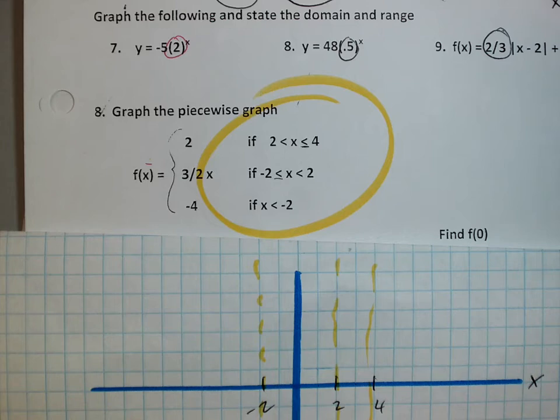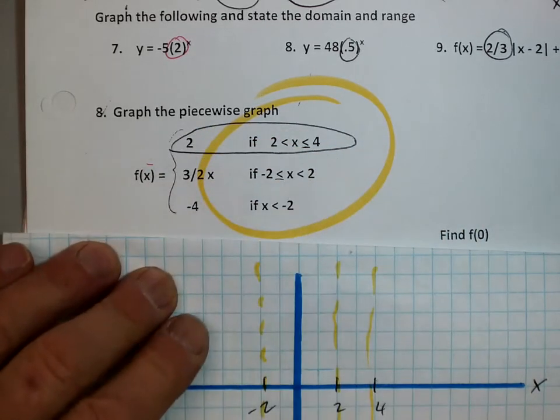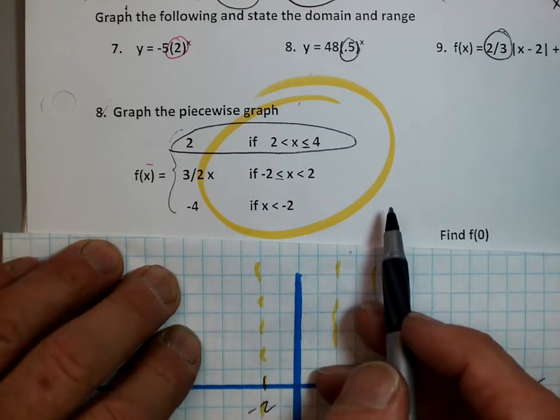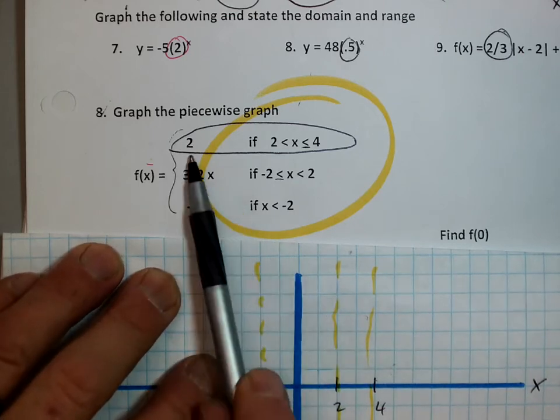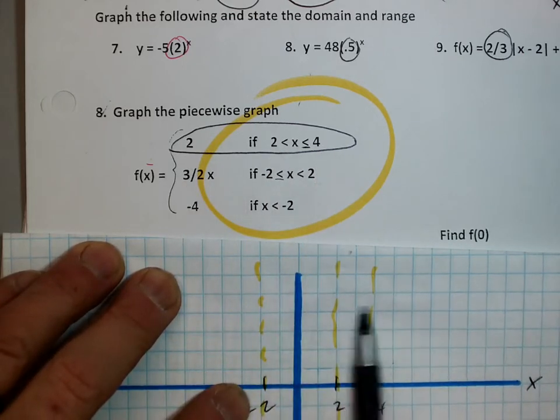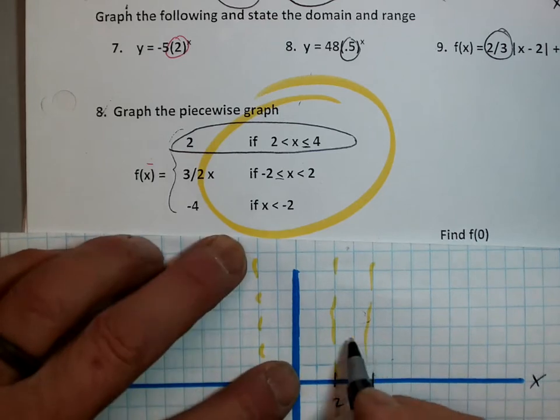So here's the deal. Am I going too fast? This first graph is in between 2 and 4, so this is a little bit backwards. It's in here. Y equals 2, a horizontal line at a height of 2. But I only want it right in here, because I have it between 2 and 4. So instead of drawing the whole thing all the way across, I just draw it in here.